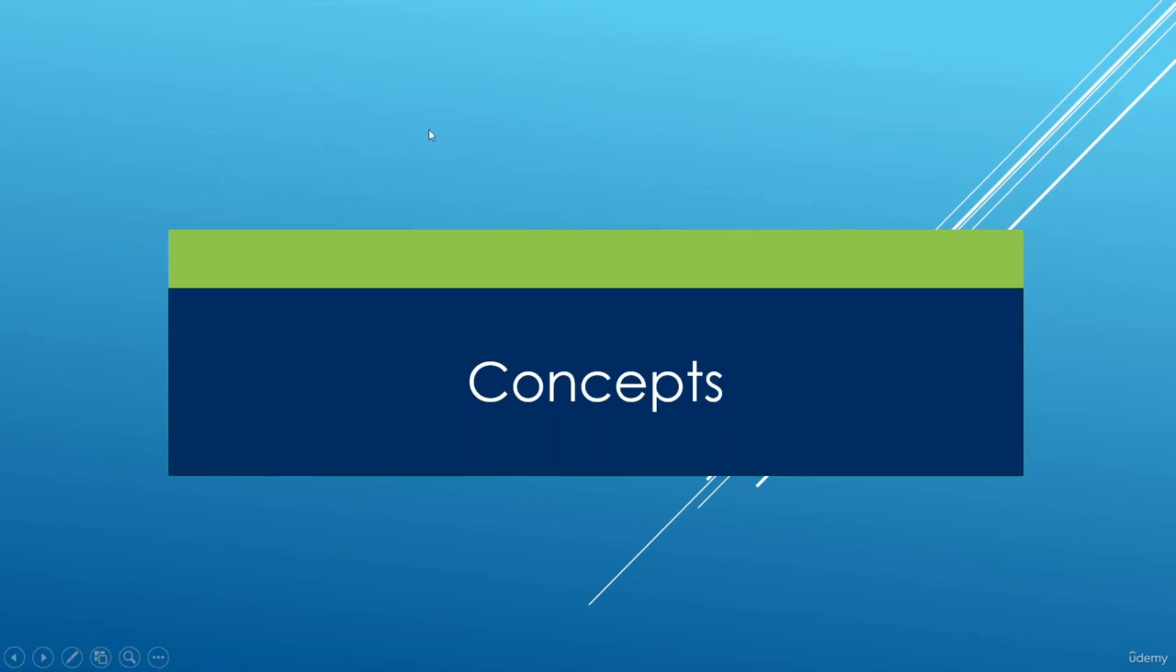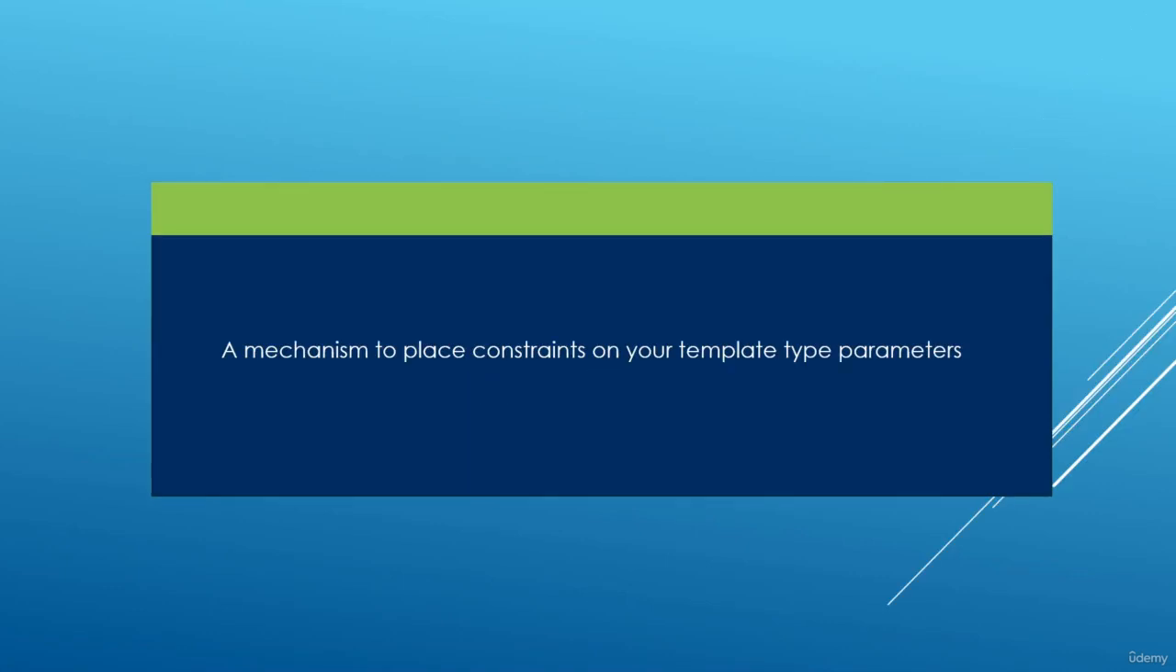I would like to welcome you to this new chapter where we're going to be learning about concepts. Concepts are a mechanism we can use to set up constraints or restrictions on the template parameters in our function templates. For example, we can use this technique to say that we want our function to be only called with integers, and if you call it with something that isn't an integer, it's going to give you a compiler error.